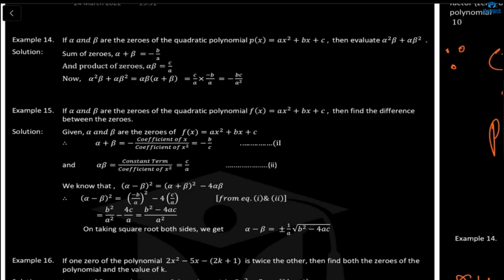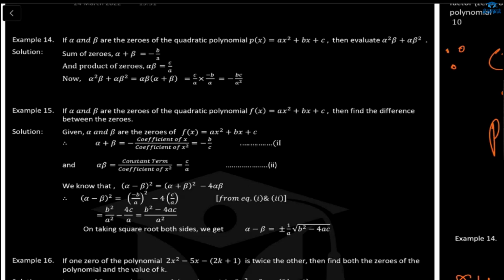If one of the zeros you are taking as alpha, then the other zero will automatically be 2 alpha, because it is given in the question that one zero of the polynomial is twice the other. So one zero will be alpha, the other will be 2 alpha. And the polynomial is also given. Then find both the zeros of the polynomial and the value of k.